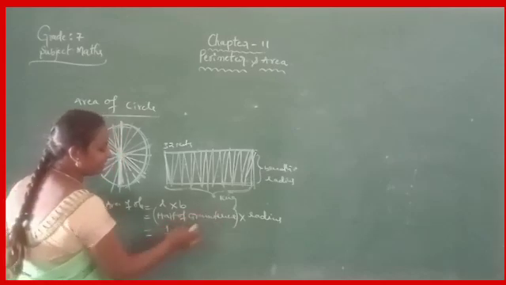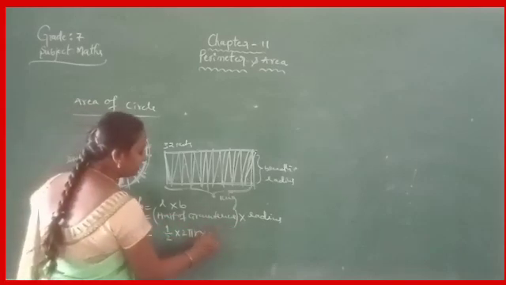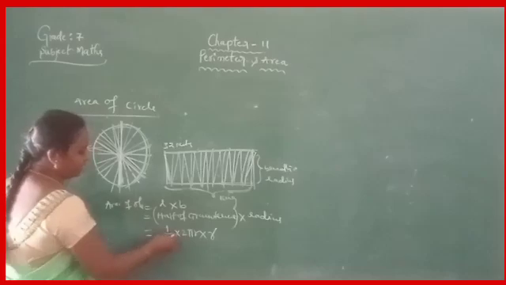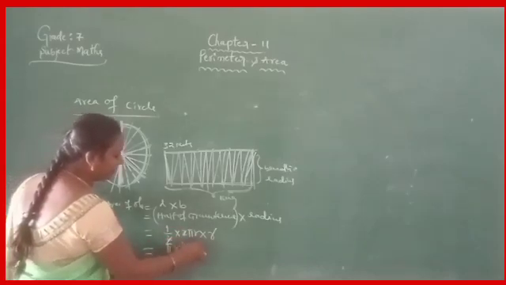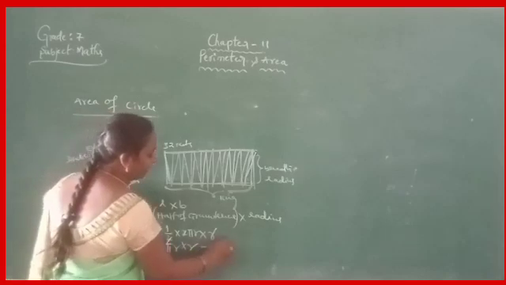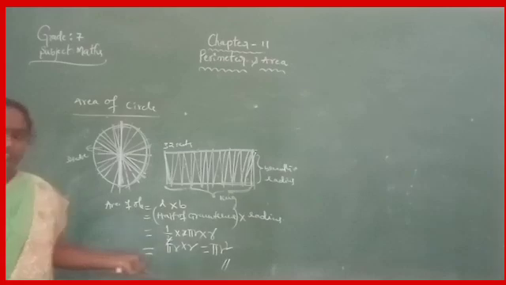Okay, circumference is 2 pi r. Half means 1 by 2 into radius. Now, the 2s cancel. What is the remaining? Pi r into r is equal to pi r square. How is the area of the circle formed?